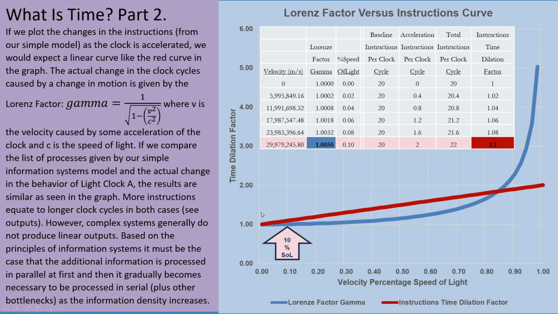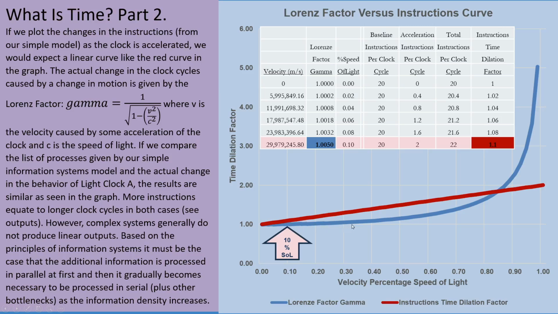But at the beginning of the curve, there's hardly any change at all. 10% of the speed of light, 20% of the speed of light, 30% of the speed of light, it only changes a little tiny bit. It predicts a change of 1/2 of 1% at 10% of the speed of light, whereas the information systems model predicts about a 10% change at 10% of the speed of light. So it's not a one-to-one situation.